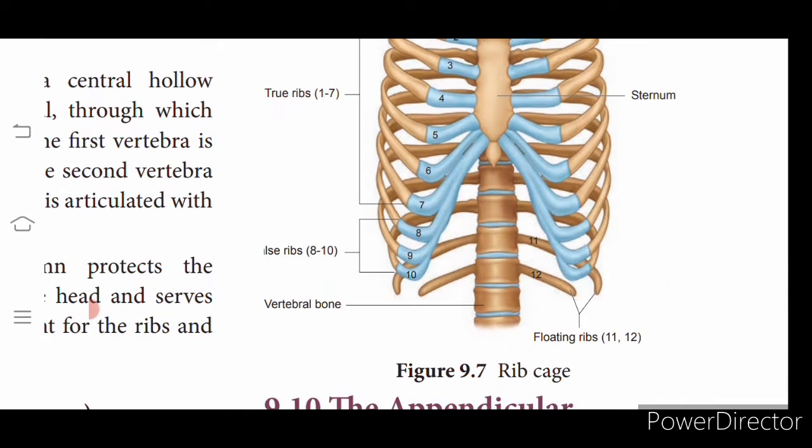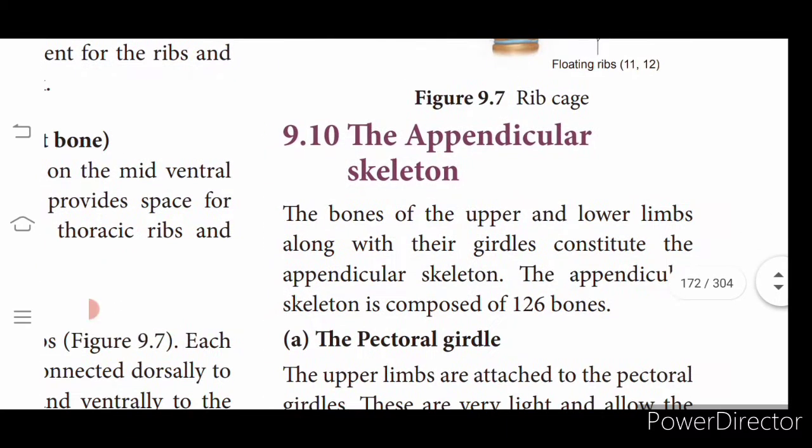So as usual, we have the ribs, which are 12 in number. The first 7 ribs are called the true ribs, because all these rib bones are attached to the sternum directly. Then 8, 9 and 10 are called the false ribs, because they are not attached to the sternum; they are attached to the true ribs. That is why they are called false ribs. Then we have 2 ribs, 11 and 12. They are called the floating ribs.